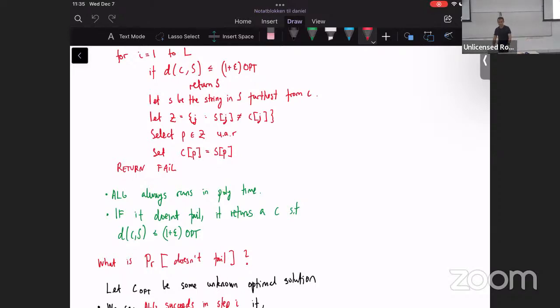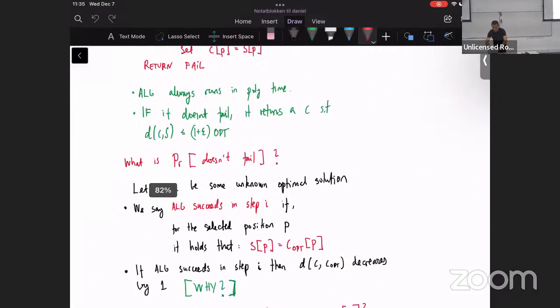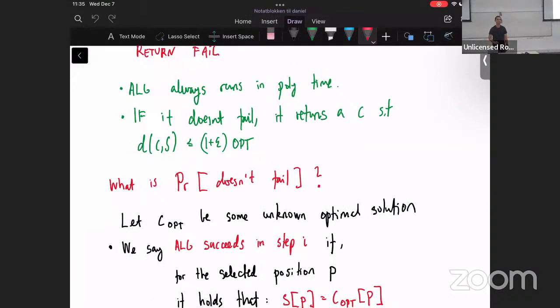Now this algorithm always runs in polynomial time, right? Because you just have a for loop that goes over all characters. It doesn't do any sort of exhaustive search inside the for loop. It just picks something at random and flips a character in C. And if the algorithm doesn't fail, it returns a 1 plus epsilon approximate solution, right? So in particular, all we need to do in order to show that this is a 1 plus epsilon approximation is to prove that the probability that it doesn't fail is sufficiently high.